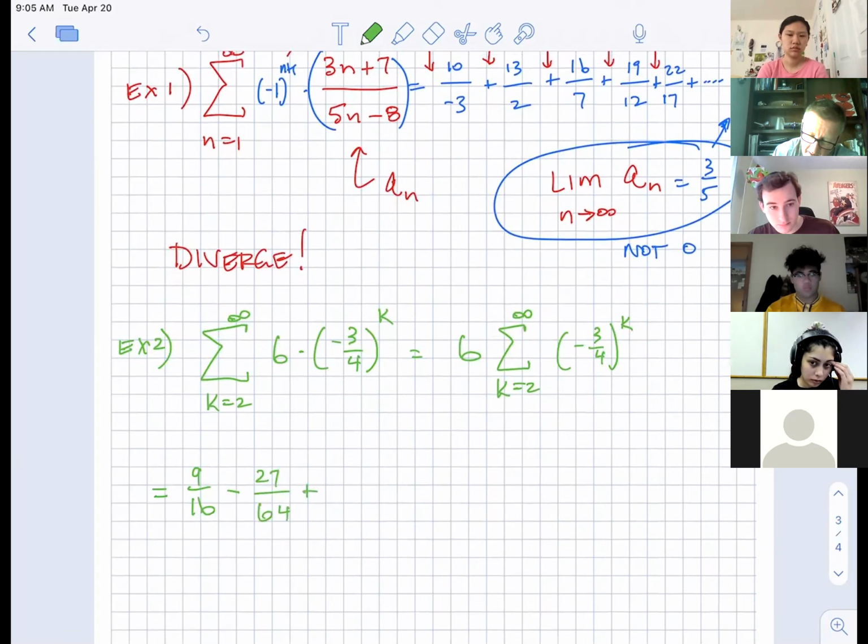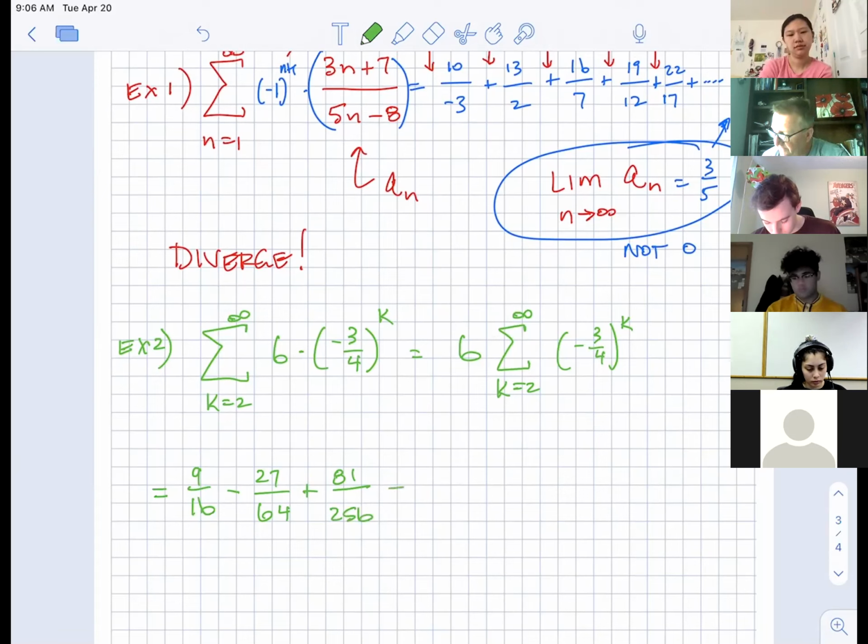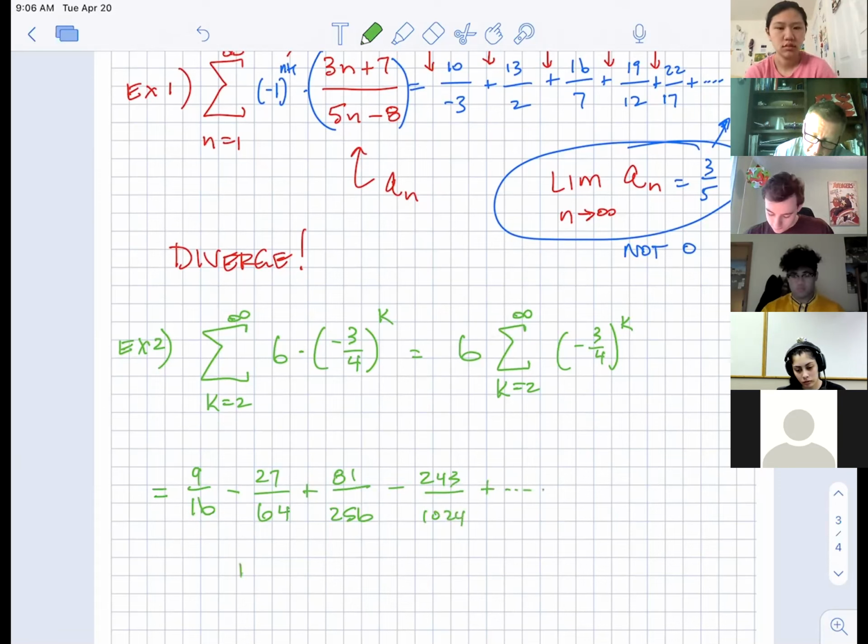When I raise it to the 4th power, 3 to the 4th is 81. 4 to the 4th, I think, is 256. I will not trust myself all of a sudden. Should have trusted myself. And then 3 to the 5th, because you're raising it to the 5th, you're going to get a negative. And then 4 raised to the 5th is 1024. So clearly it's alternating. Check.